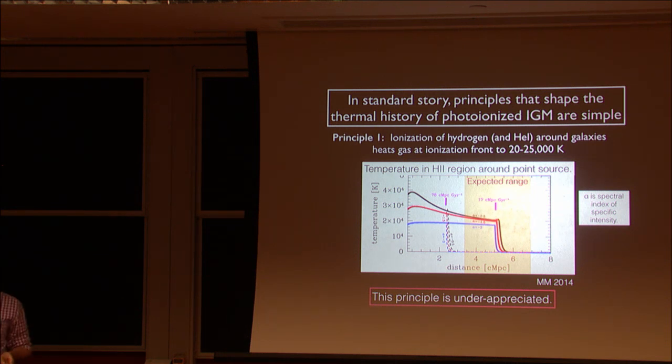This is because in the IGM a lot of the time proper megaparsec is used. So this is to indicate comoving. Yeah, that's right.